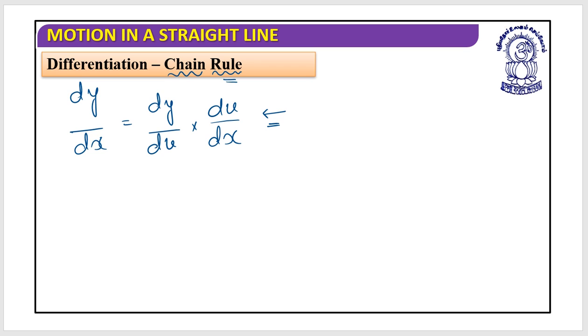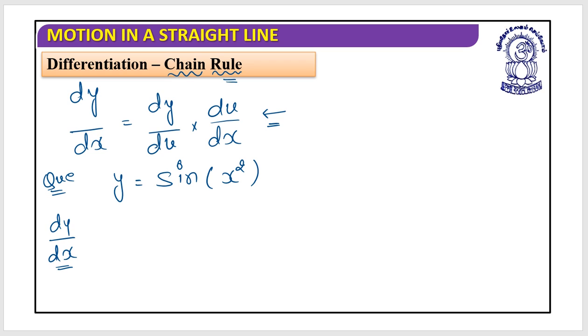Now let's look at how to use this. Let's suppose your question is something like this: y is equal to sine of x square. You have been asked to perform dy by dx. How could you do this? Think.